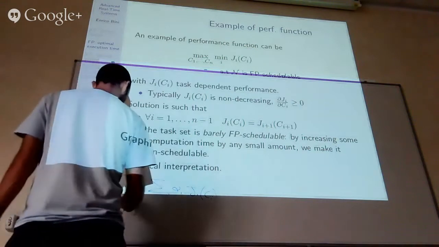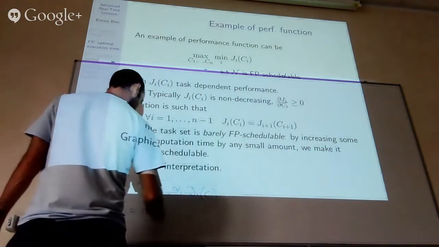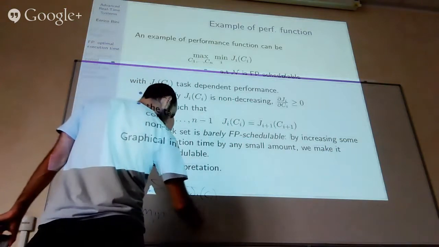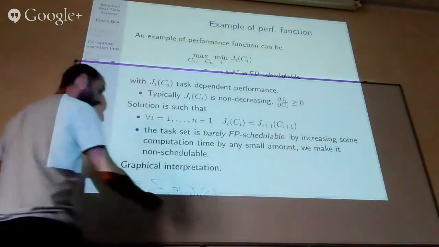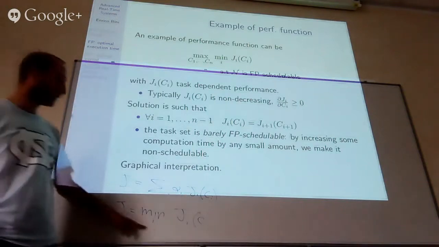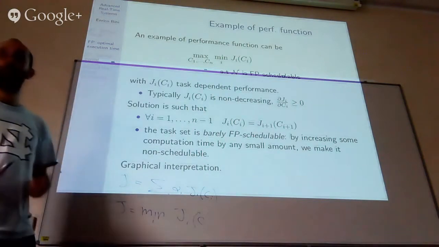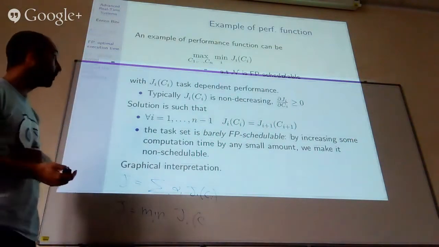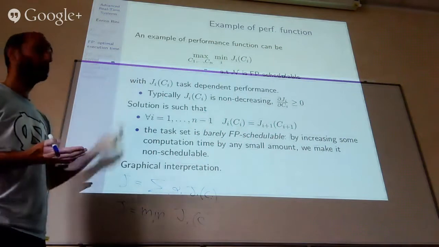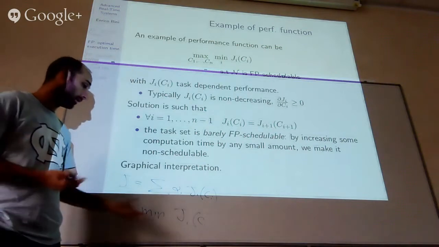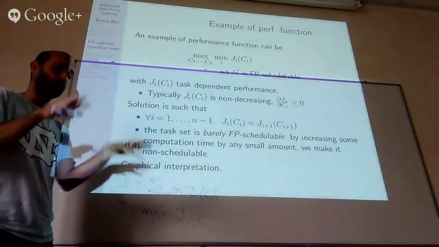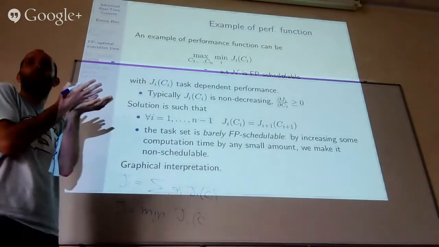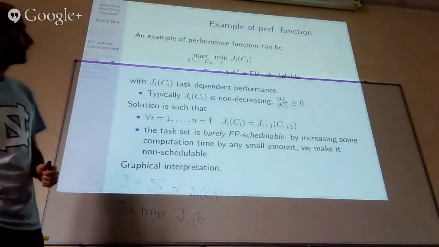Or another way could be that we set the overall performance equal to the worst performance among the tasks. Okay, this is a sort of more balanced way. So basically, you want to maximize the lowest performance. So you have a set of tasks, and you just want the worst among them to be as good as possible. Okay.